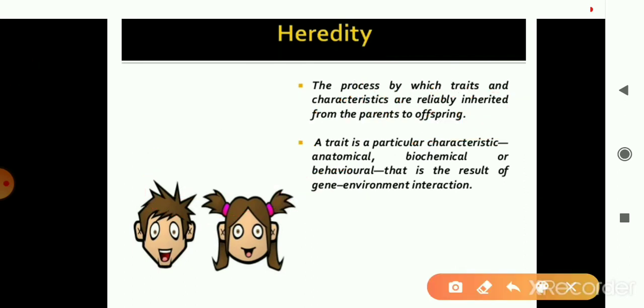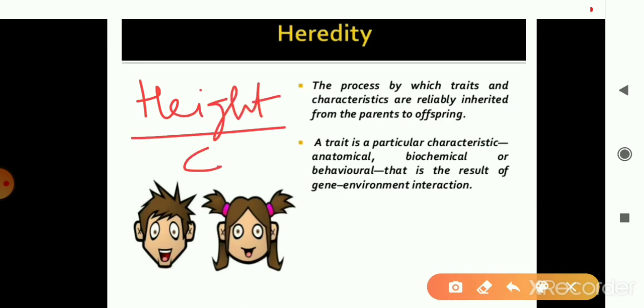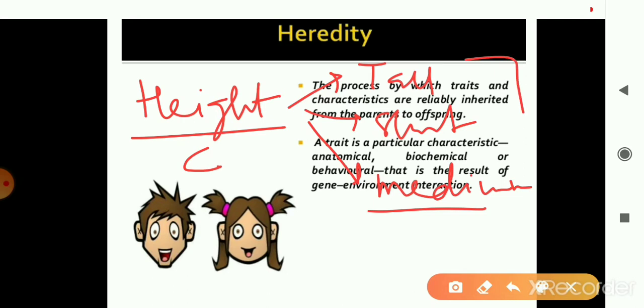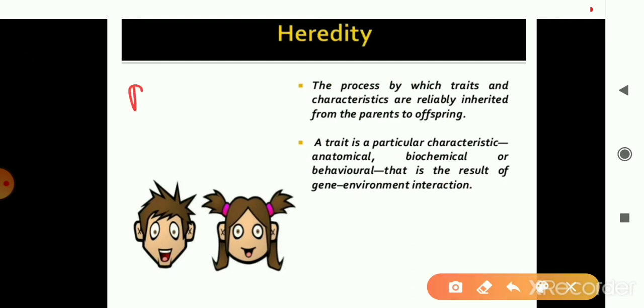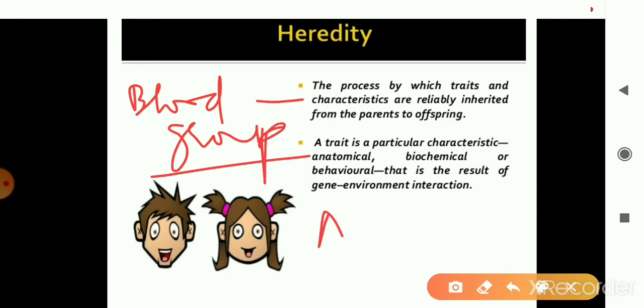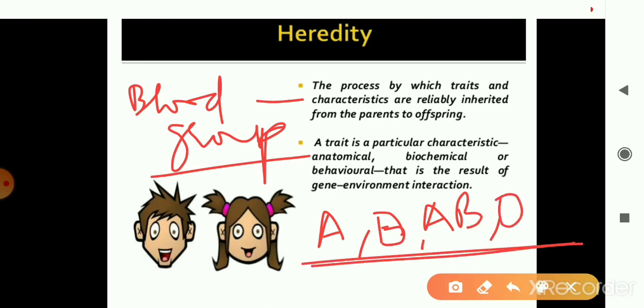Let us take an example. Height, if you take, it is a character. And in height, there'll be lots of variation. You find people being tall, they may be short, they may be medium height also. So the way these characters are expressed is what is called a trait. So being tall, short or medium height will be the traits of the character height. Or we can take another example, blood group. Blood group will be a character, and having A, B, AB or O group will be the trait.